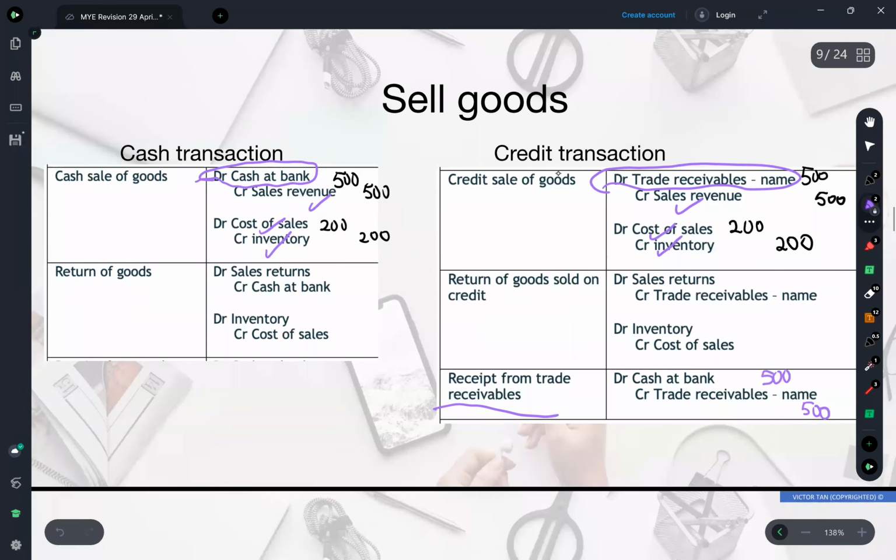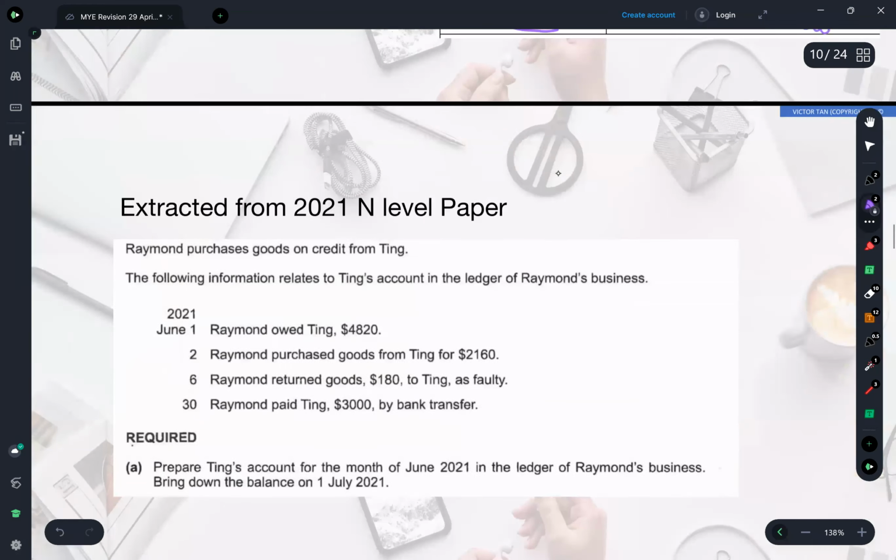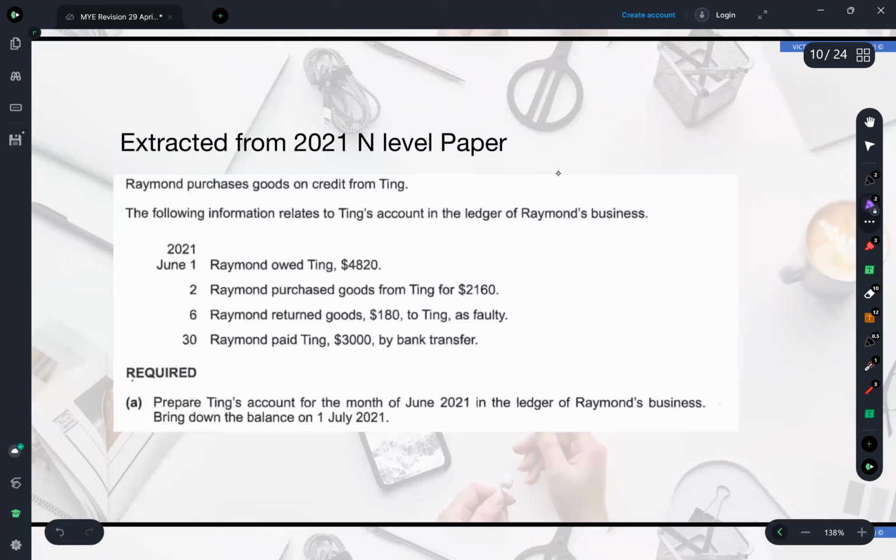And so let me just show you an example. So this is last year's paper, 2021, last year in October, November. This is the question. So I give you 2 minutes to take a look at the question, then maybe we can do it together and I'll guide you through how to do this question. Okay, I'll read the question for you.